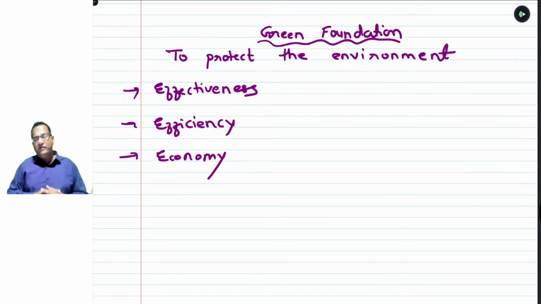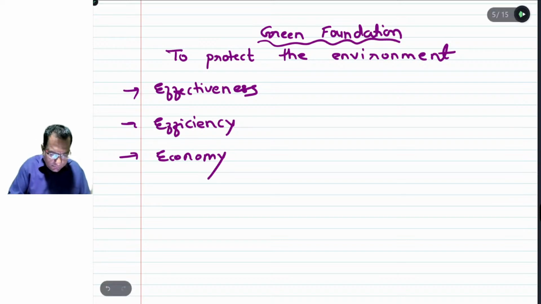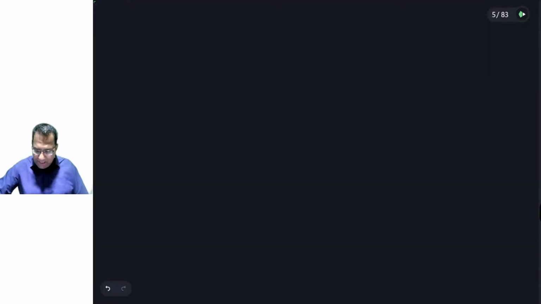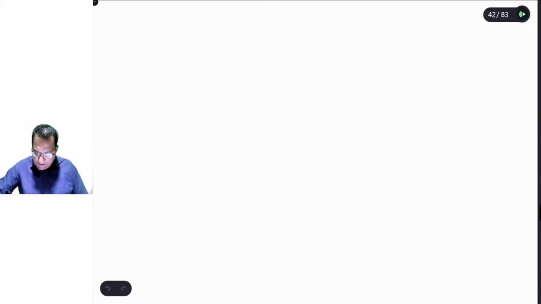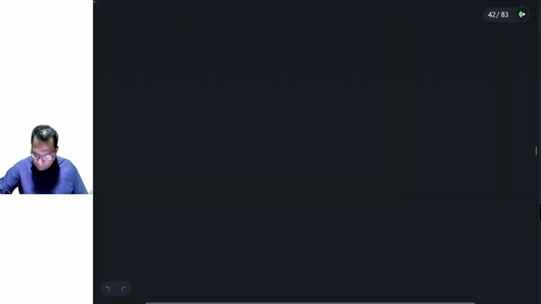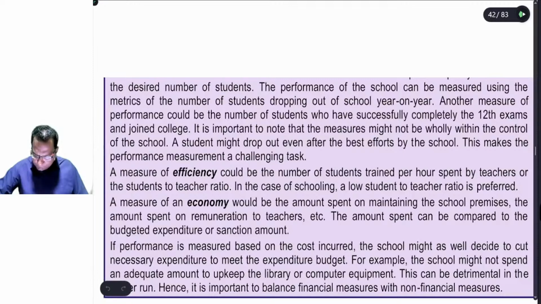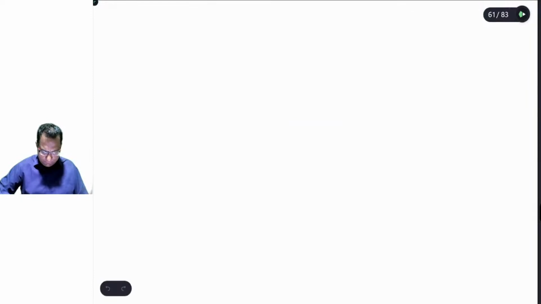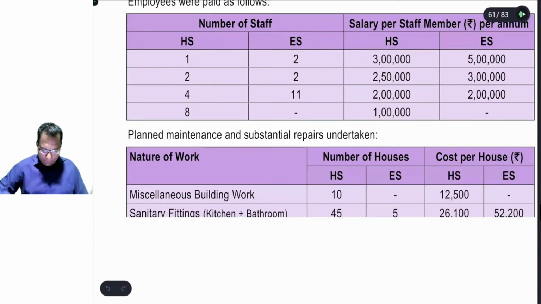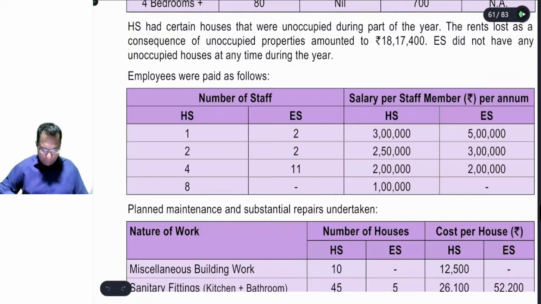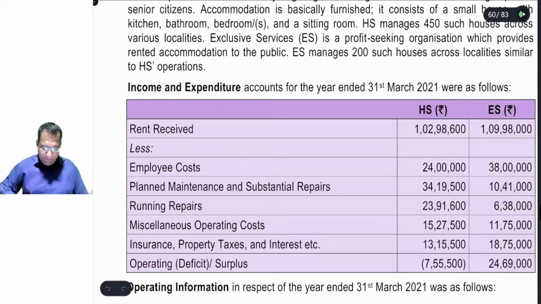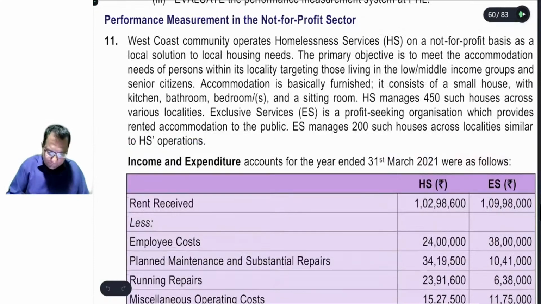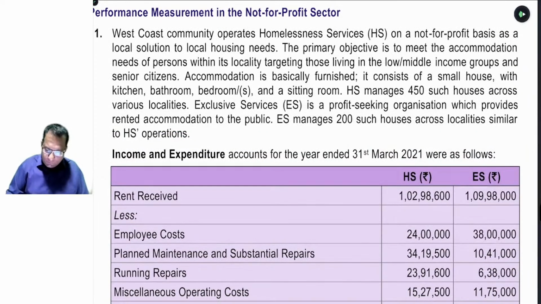So now we will move to one of the examples of building block model along with the performance measure in not for profit sector. आइए बेटा क्वेश्चन है, I think it's the last question given at the end of the chapter. It's question number 11, page number 60.